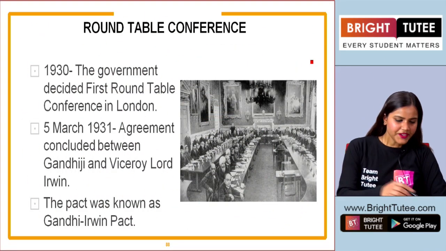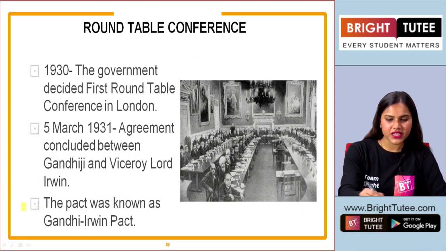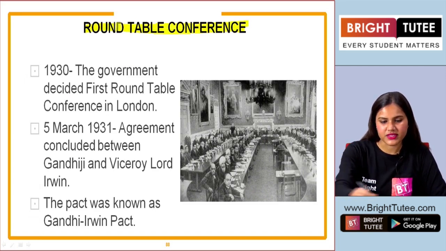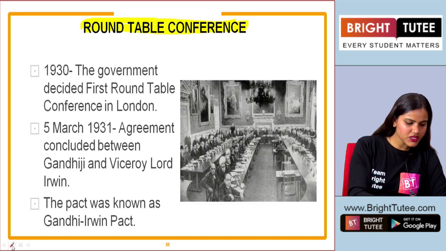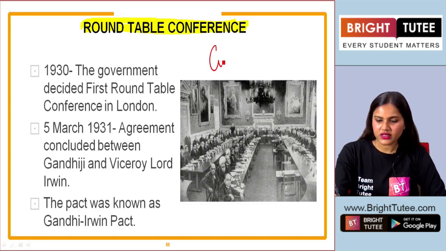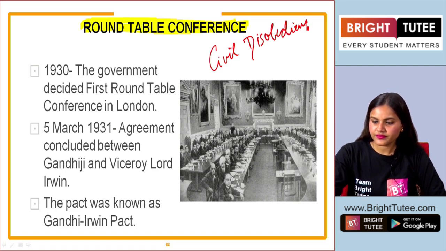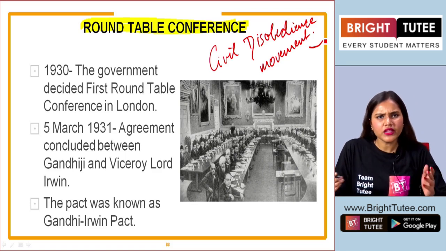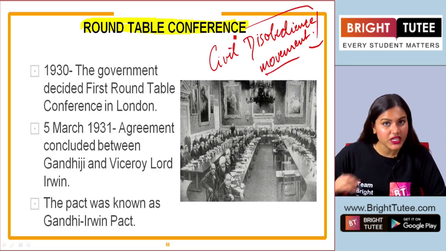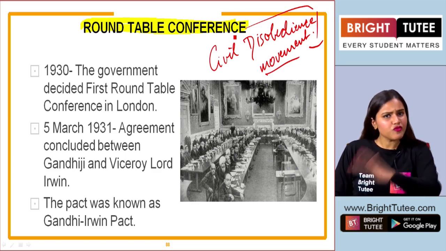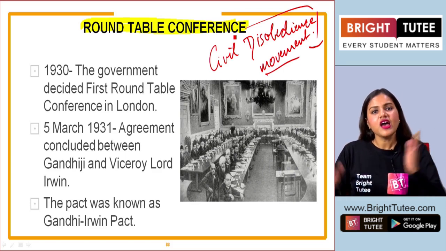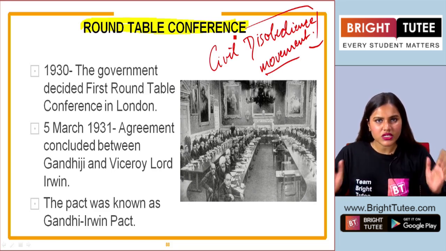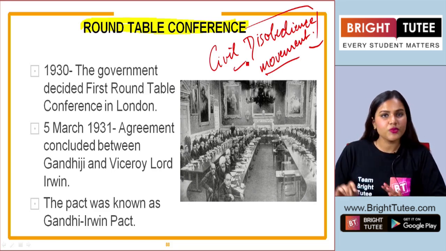Hello everyone. Now let's talk about another topic here, that is the round table conference. Now students, before this we have been talking about the civil disobedience movement, right? And we saw how the civil disobedience or the salt satyagraha or the Dandi march, it is famous by different names, and how it started, from where it started, who started it, and how many people participated. We have learned a lot of things related to the civil disobedience movement.